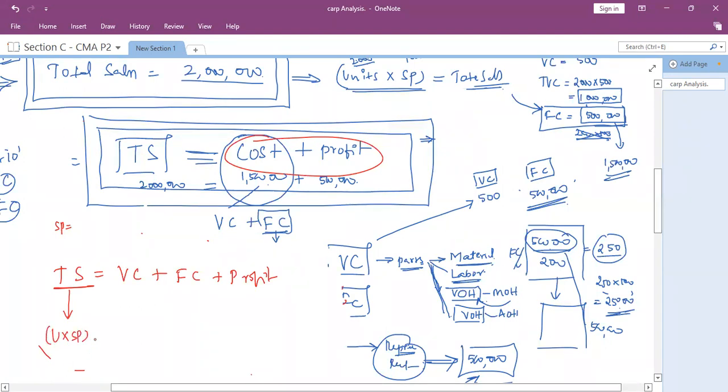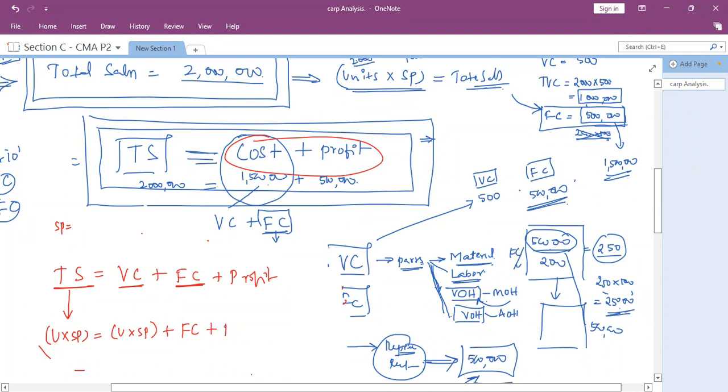Variable cost is also constant per unit at any level of output within the given relevant range. True or false? True. So I am writing units into variable cost. It is useless to define fixed cost per unit, so I will write fixed cost in total. Shall we multiply units into fixed cost per unit? No, it is useless. It is only applicable to that particular level of output. That's why fixed cost will be defined in total, not per unit.